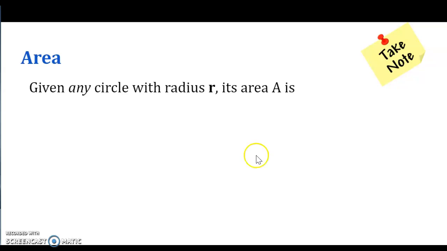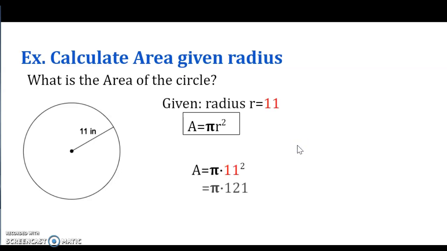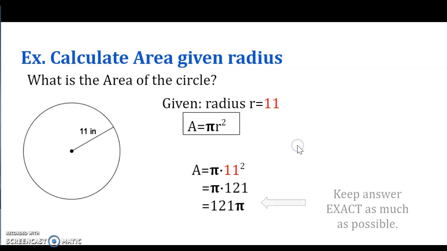So given any circle with a radius r, its area is pi r squared. So what is the area of this circle? The radius is 11 inches. So in this case, r is 11, so area is pi times 11 squared. 11 squared is 121, so 121 pi inches squared is the area.